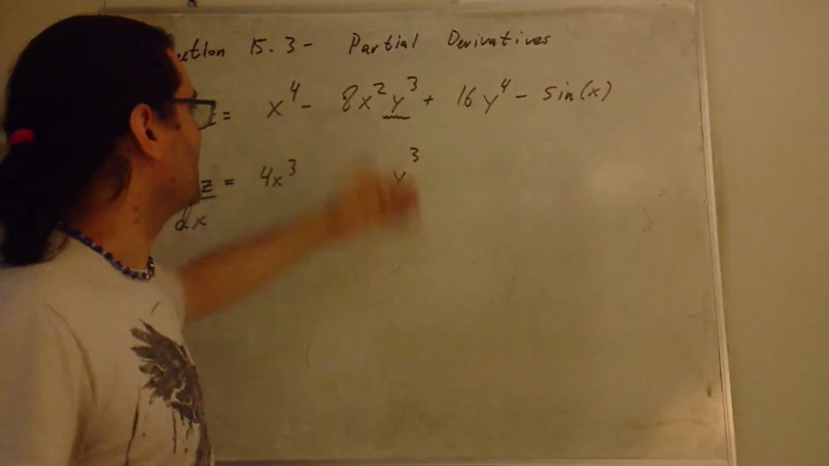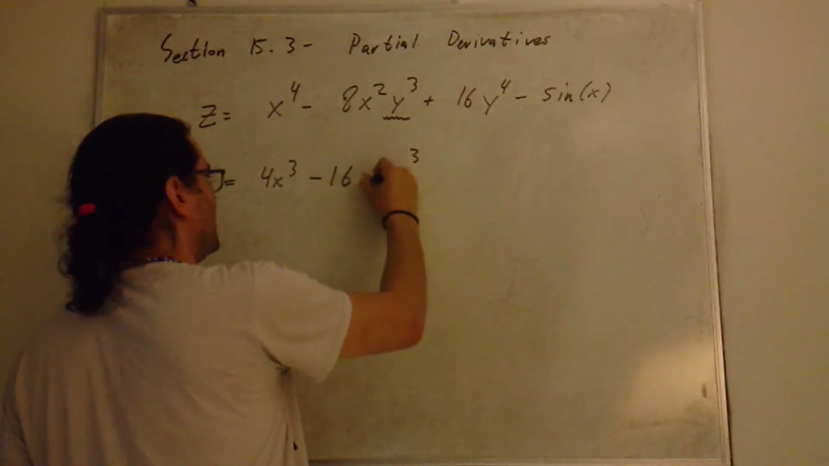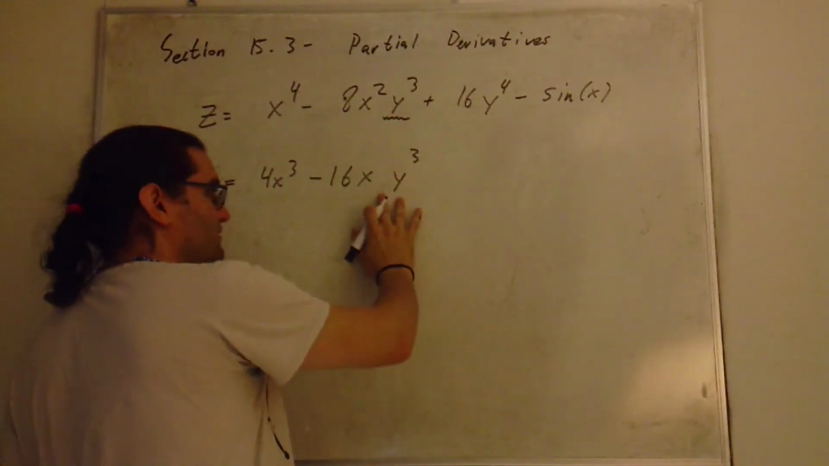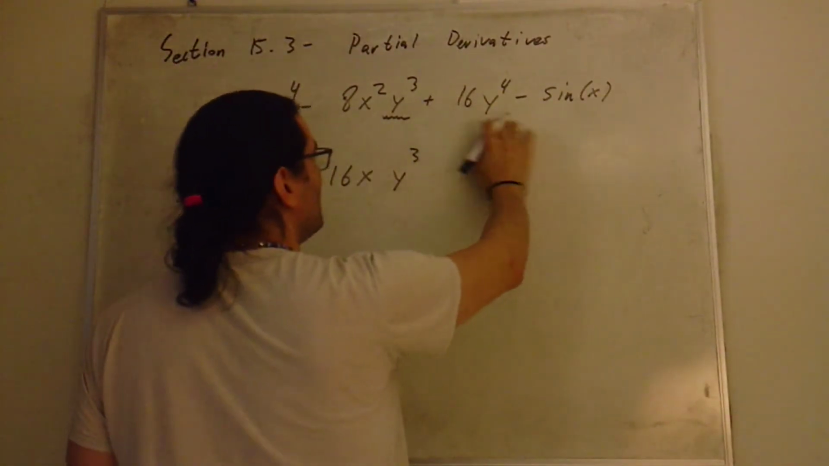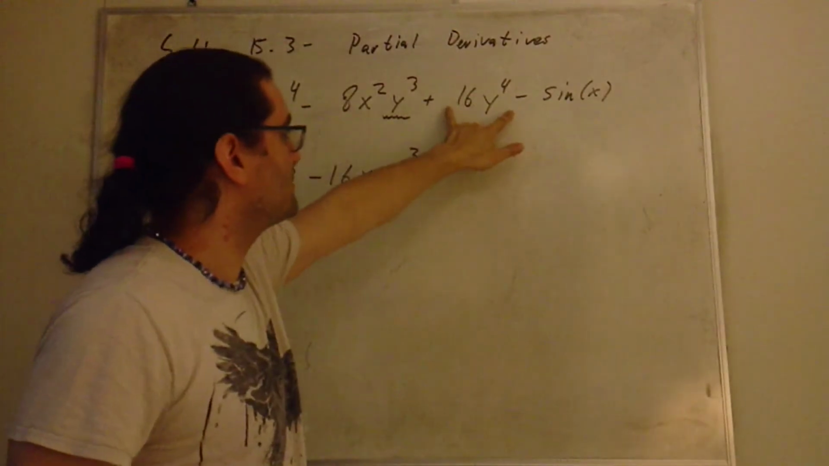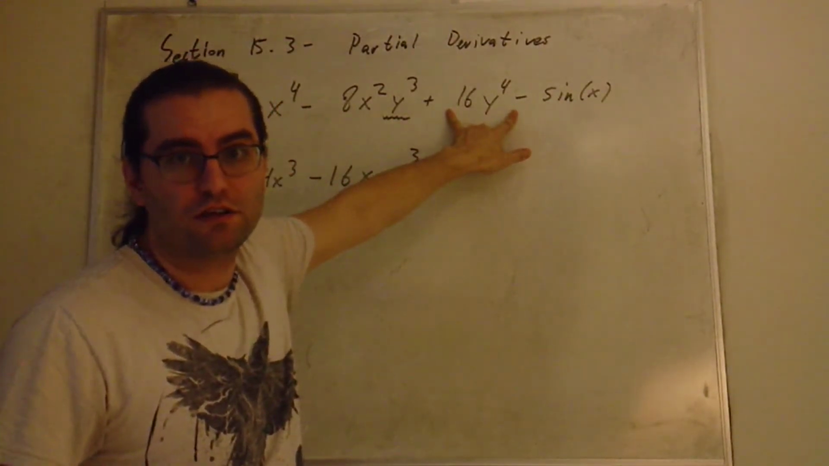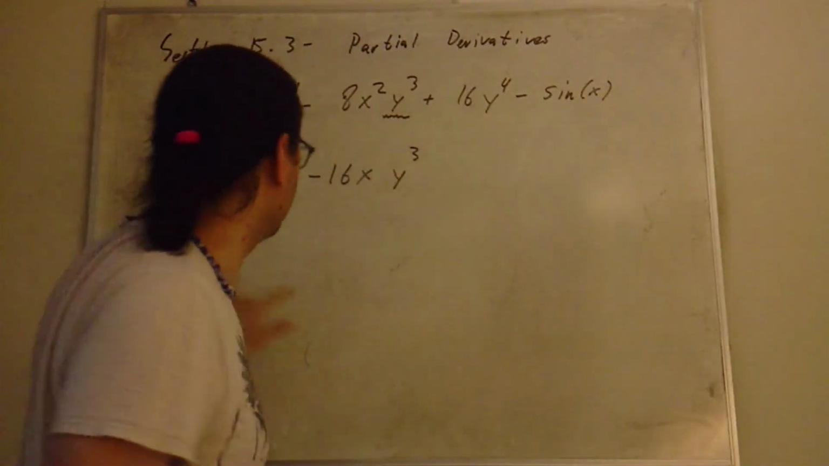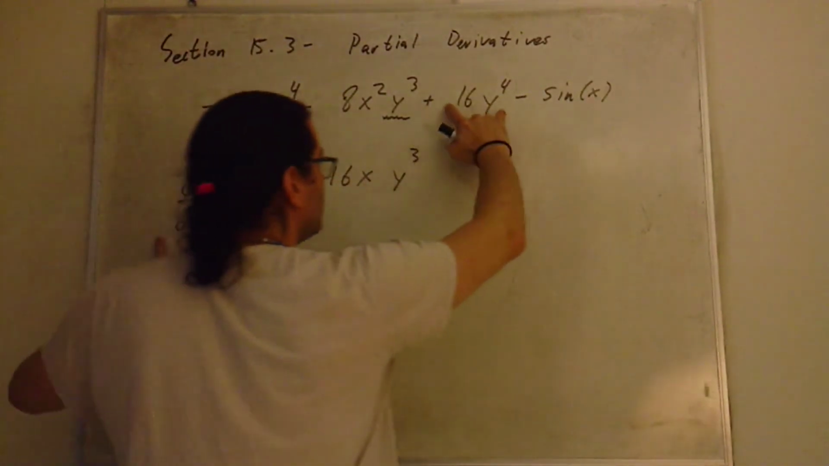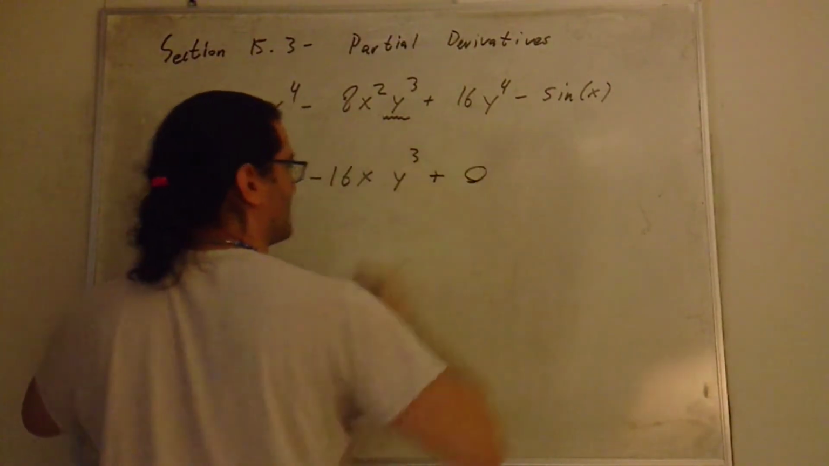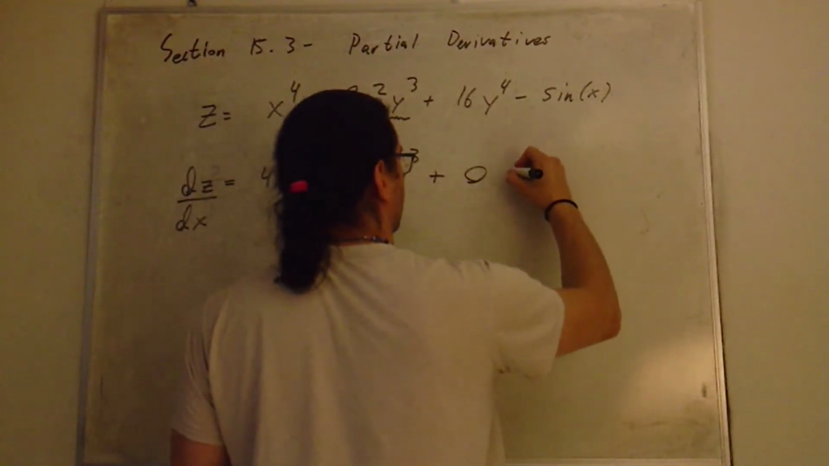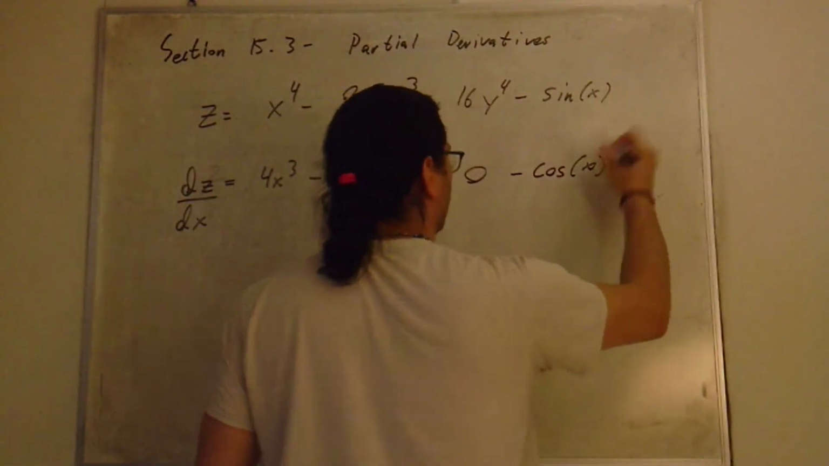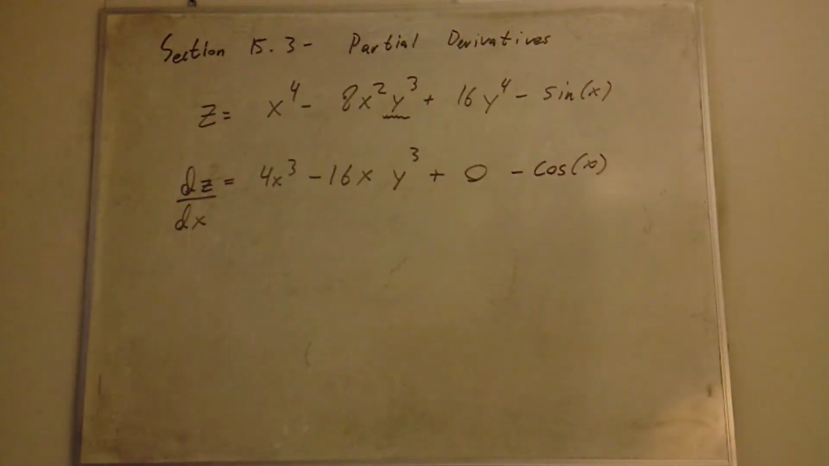Derivative of negative 8x squared should be negative 16x. This is still here. It's part of the coefficient. It's safe. We'll leave that guy alone. This is not a coefficient. There's no x's involved, so it's not the coefficient of anything. The derivative with respect to x is nothing. That piece is going to turn into 0 when I take a derivative. And then the derivative of sine of x should be cosine x. And that's it. We're done. This is the partial of z with respect to x.